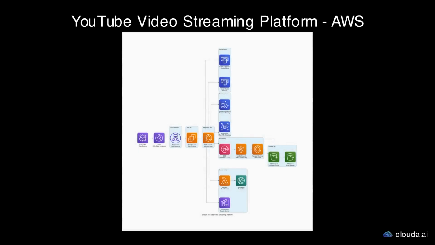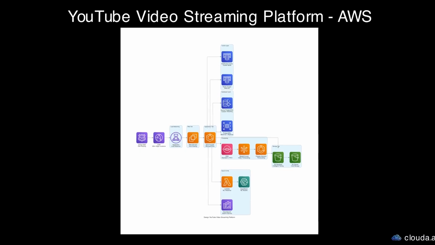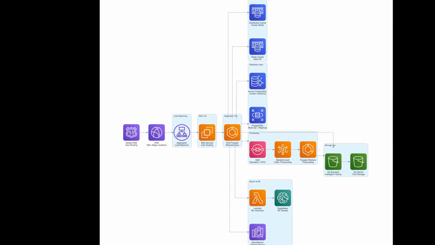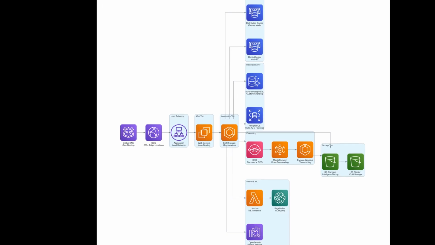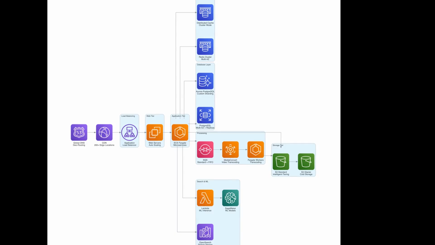Let's explore how to build a YouTube-scale video streaming platform on AWS. Here's our complete architecture designed for billions of views per day. Starting at the entry point, we use Route 53 with geo-routing to direct users to the nearest region, paired with CloudFront's 200+ edge locations for ultra-low latency video delivery. The application load balancer distributes traffic across our web servers running on EC2 auto-scaling groups, ensuring we can handle massive traffic spikes during viral moments.